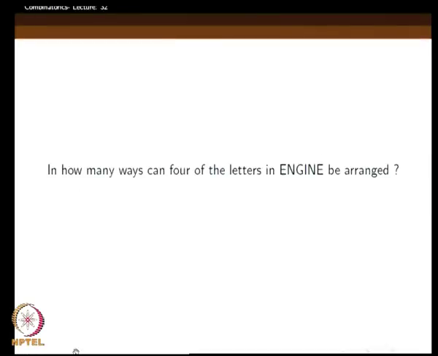Now we will look at how we can use this stuff. So, look at this question: how many ways can 4 of the letters in ENGINE be rearranged?